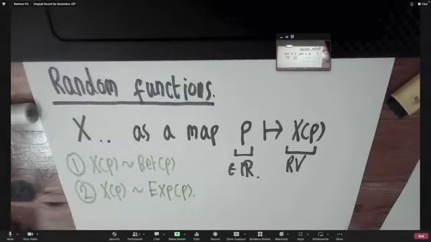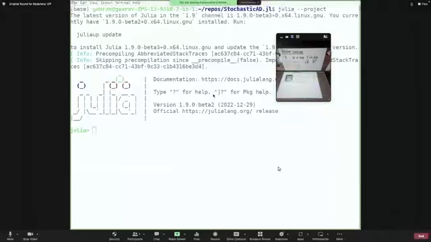So let me just try and share my screen. Can you see? Yep, we can see your screen.